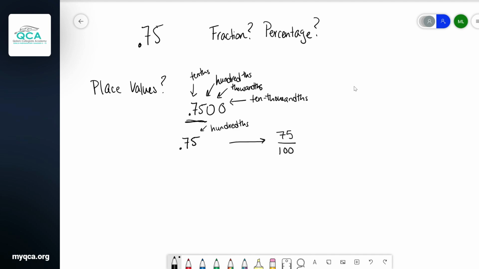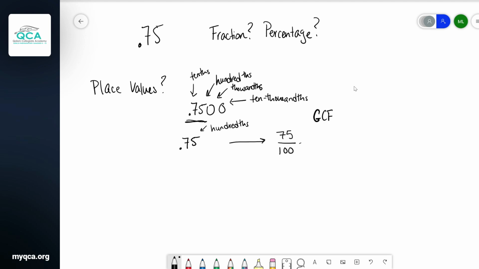Now, this is not your final answer when you're being asked a question. You want to simplify this fraction right here, the 75 over 100. So let's use how to simplify fractions. What number goes into 75 and what number goes into 100? You're looking for the greatest common factor.